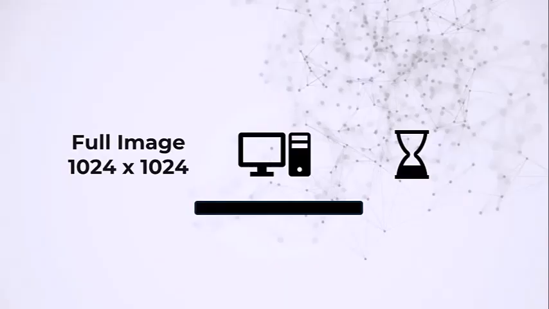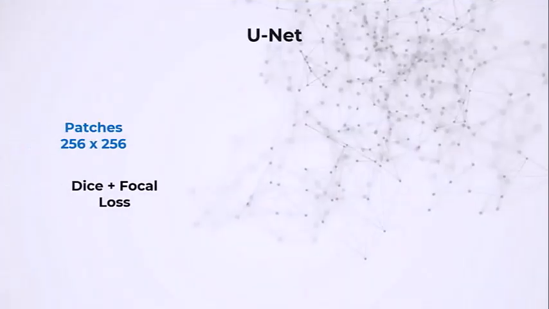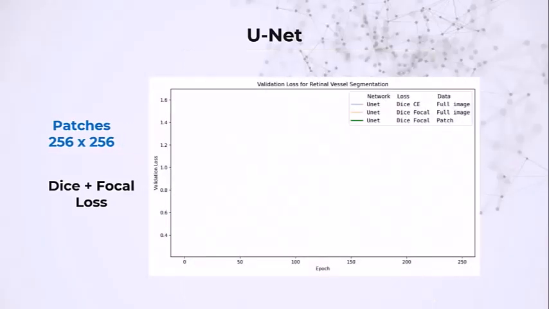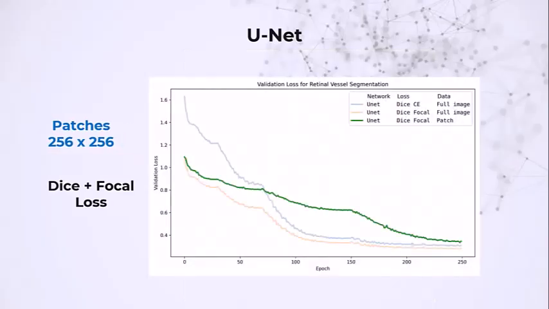I switched tactics. I kept the same U-Net parameters but moved to 256 by 256 patches. Suddenly, my batch size jumped to 4, because each crop's feature maps are 16 times smaller. Training sped up dramatically. Shown here are the inference for the U-Net model for patch-based training. The green curve represents the validation loss for the U-Net model using DICE plus focal loss for patches.